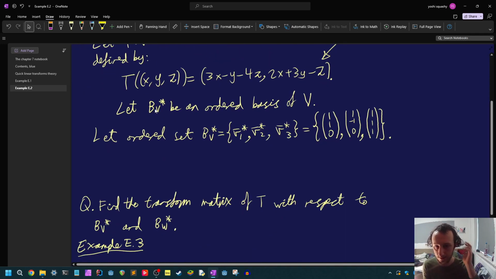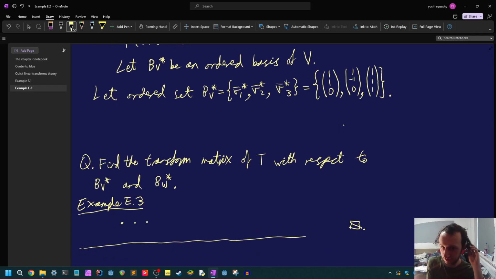Now we have, let B subscript V star be an ordered basis for V, like we had before. But now it's not the standard basis. We're going to say let this ordered basis, which is also a set, be V1 star, V2 star, V3 star, such that it's equal to these vectors: 1, 1, 0 for V1 star, 1, minus 1, 0 for V2 star, 1, 1, 1 for V3 star. That's our non-standard basis of V, and just to really give you the full works with this example, we're also going to use a non-standard basis for W.